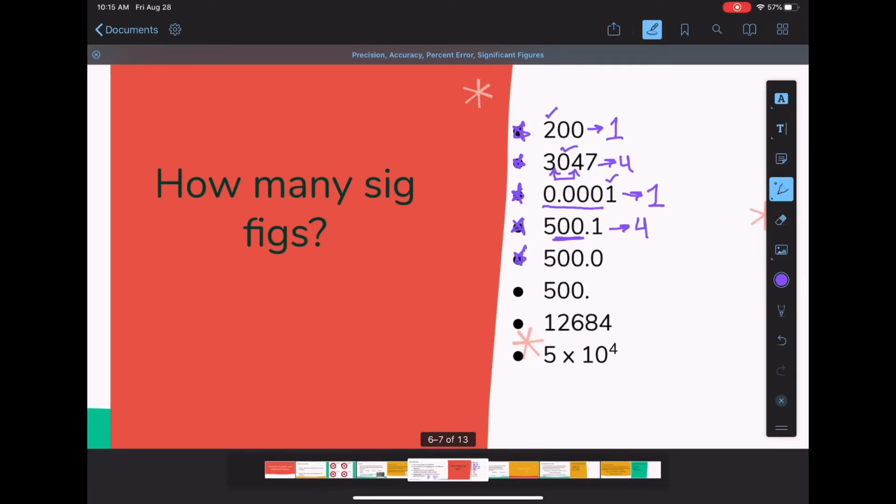On this one, we have trailing zeros. Now, trailing zeros are the ones that are tricky. Trailing zeros only count if there's a decimal. So all of those ones count because of this decimal right here. We have 4 significant figures.